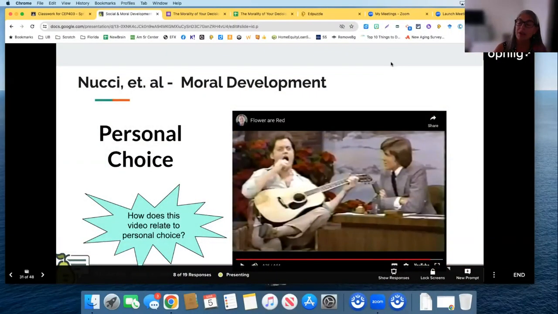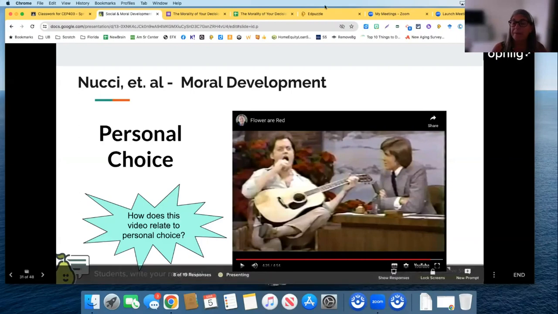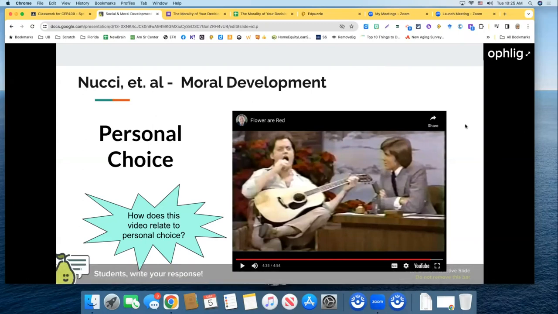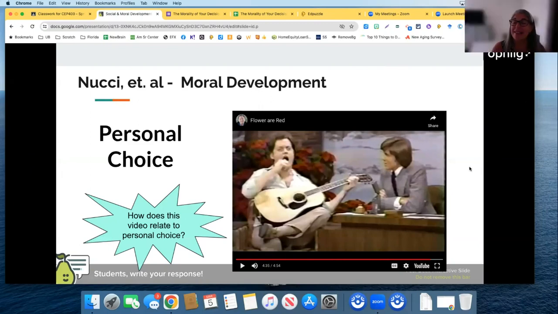Cynthia, what were you talking about in your room? We talked about how it's related to personal choice because the kid can choose whether he wants to believe the teacher or not and to have the same mindset after a while. Okay, yeah, good. That makes sense.